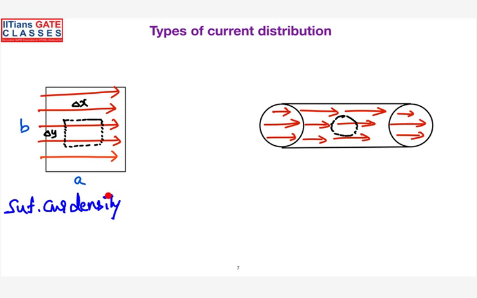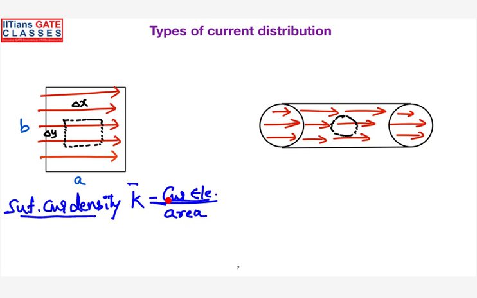So the surface current density is basically defined with a symbol K. The definition for surface current density was the current divided by the area. You can see the same comparison to what we studied in electrostatics. The surface charge density will be the charge per area. So the charge is the same as the current element here, as I mentioned.